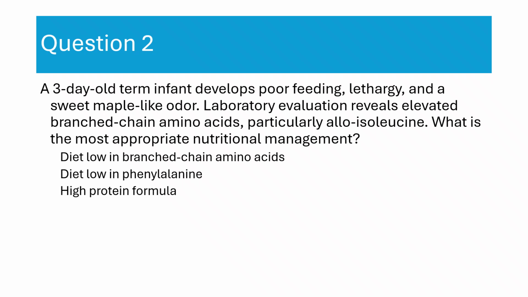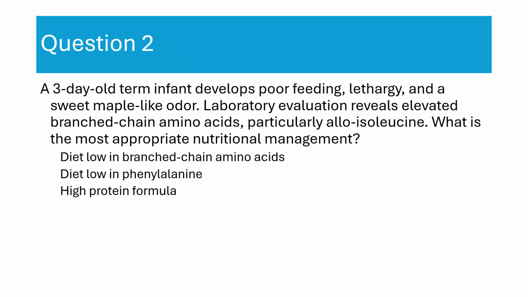This question is testing your knowledge of maple syrup urine disease diagnosis and management. Diet low in branched-chain amino acids is correct because MSUD is caused by an inability to metabolize the branched-chain amino acids, leucine, isoleucine, and valine. The characteristic sweet odor and elevated allo-isoleucine are pathognomonic for MSUD.